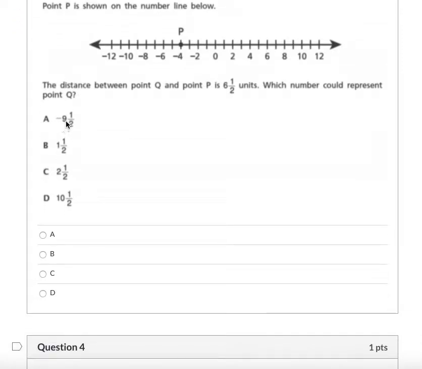A. -9 1/2. B. 1 1/2. C. 2 1/2. D. 10 1/2. Is it A, B, C, or D?